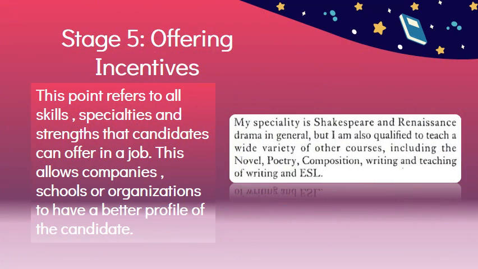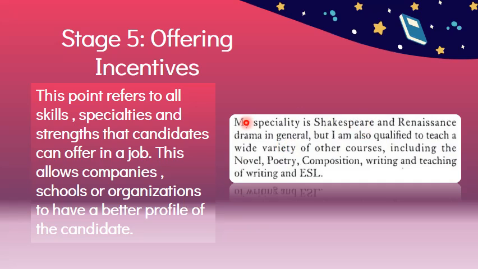Okay, we have the 4 previous stages. So in this case, try to offer incentives to your bosses or the companies you want to apply to. This stage refers to all the skills, specialties, and strengths that you have or that you can offer in a job. These companies, schools, or organizations can then have a better profile of you as a candidate, for example. Your incentives are what you can offer in the next point.